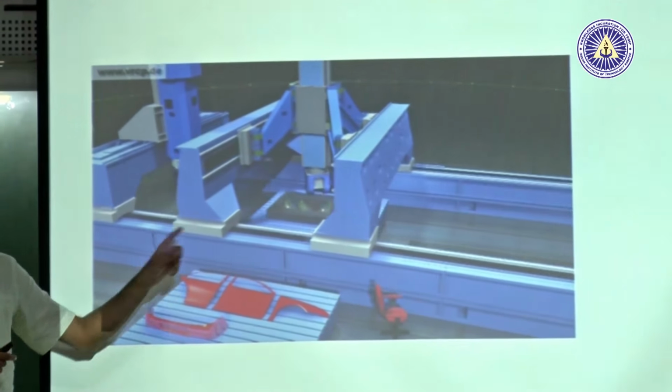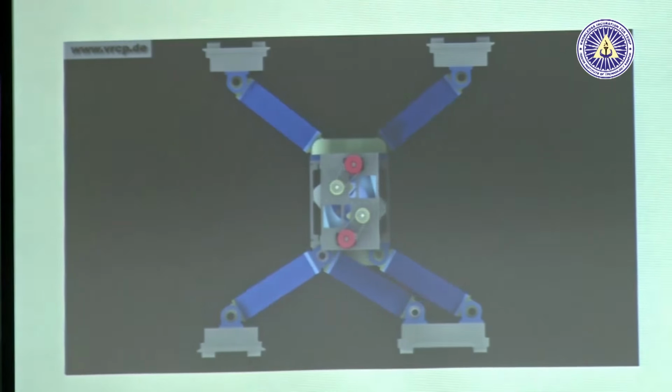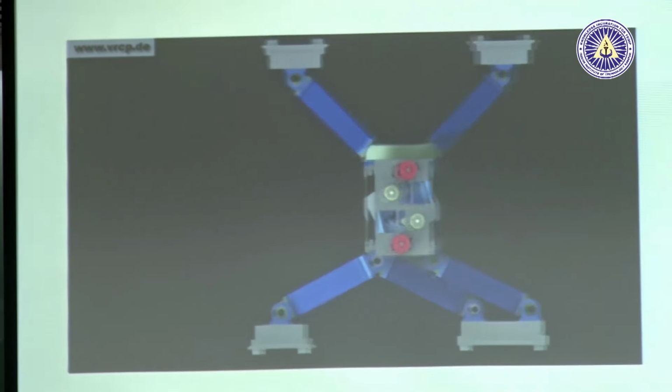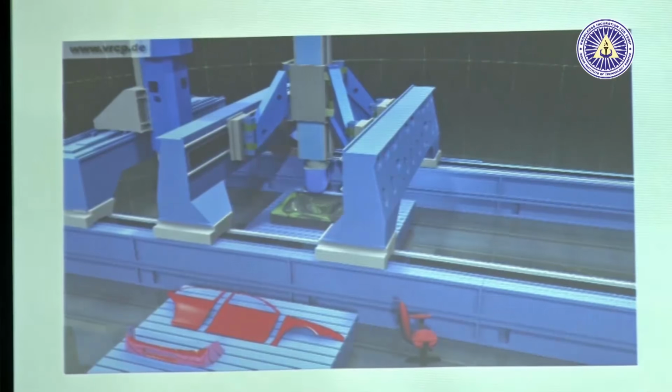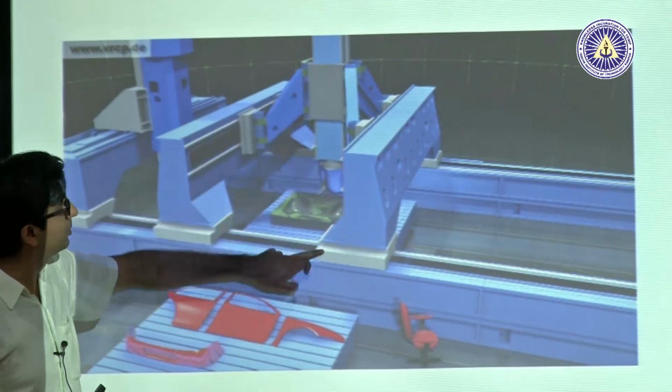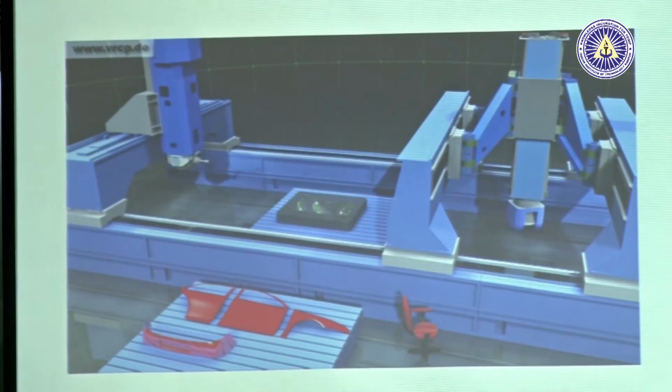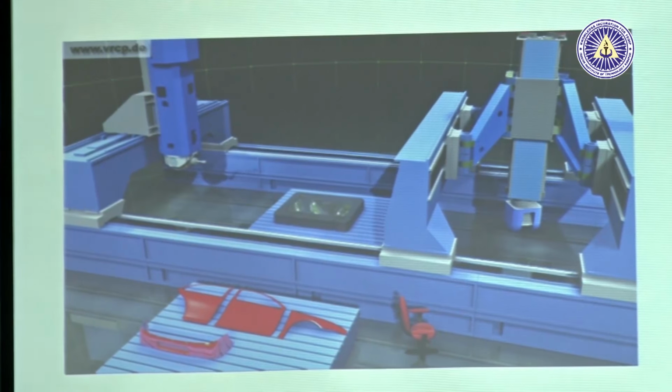This is not a Stewart platform. This is scissor kinematic. It's like you have those forklifts which open up, like scissors. The spindle is in the middle. This is that spindle moving up and down. Now this has got combination kinematics, serial plus hybrid.